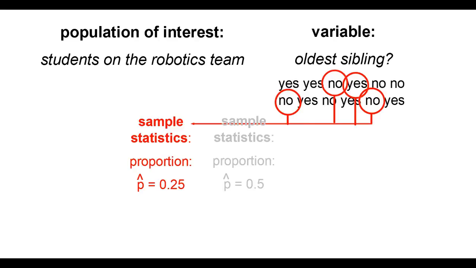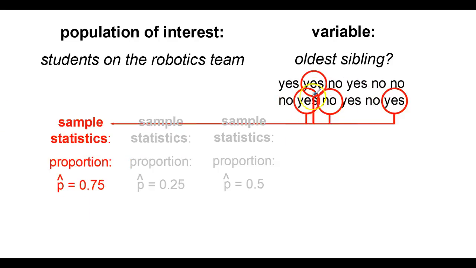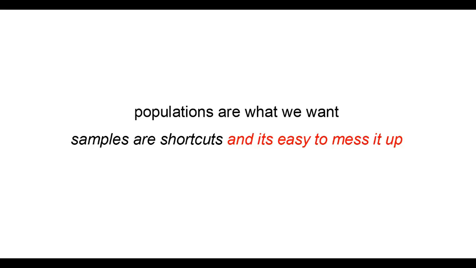What if you did another random sample though? This time you ended up with a no, a no, a no, and a yes. So you got a different answer. You got a proportion of 25% or 0.25. And if you did it again, maybe you'd get 3 yeses and a no. The point is that every time you do a sample, the answer might come out differently. So we have to figure out how we deal with that.